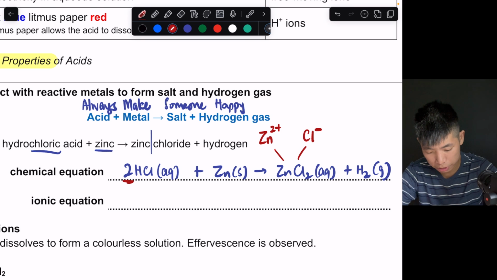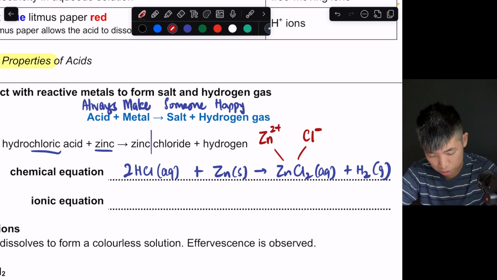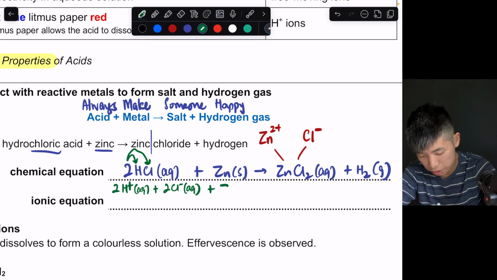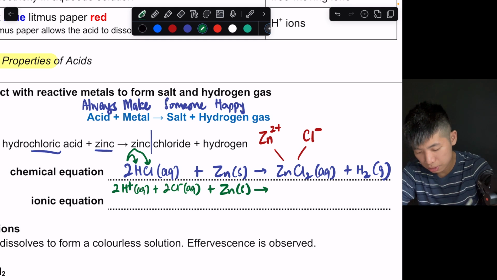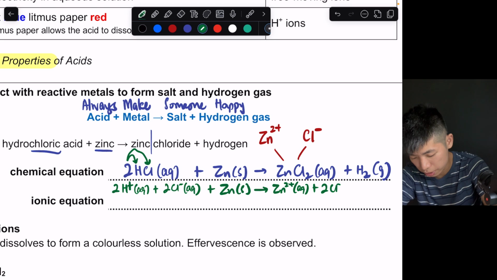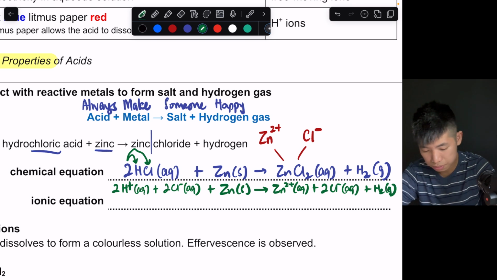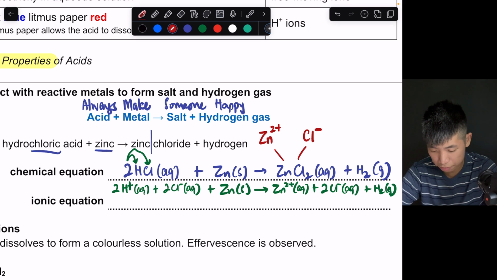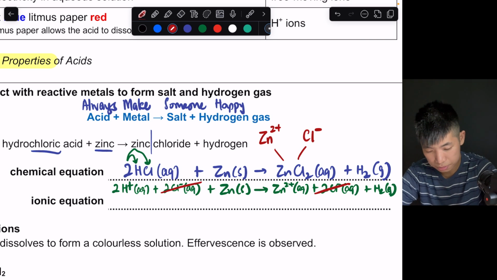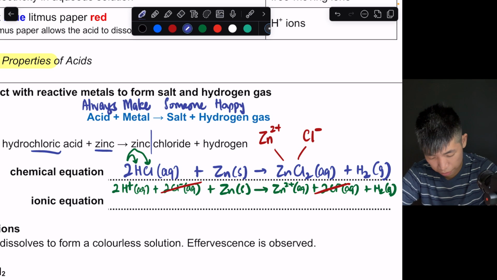So we learned before in ionic equations that you need to split the ions apart if it's aq. So you have 2H plus, 2Cl minus. Zinc is a metal, solid, we don't do anything to it. Here we split back into the ions again, Zn2 plus, 2Cl minus. And for hydrogen gas, we leave it alone. So you look at what is the same on the left and right hand side, cancel. Write down your final answer.